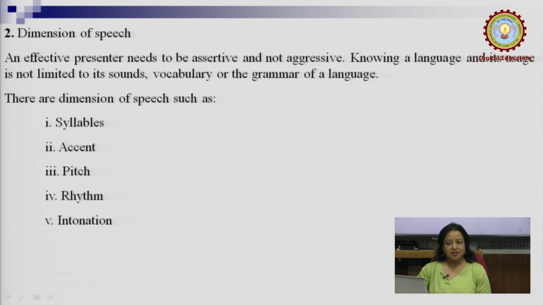Dimensions of speech. As I have said at the beginning, an effective presenter needs to be assertive, not aggressive. An audience not only listens to your ideas, it also responds to the way you use your voice. You will also need to deliver it in a lively, flexible, and interesting way, and in the most natural way.